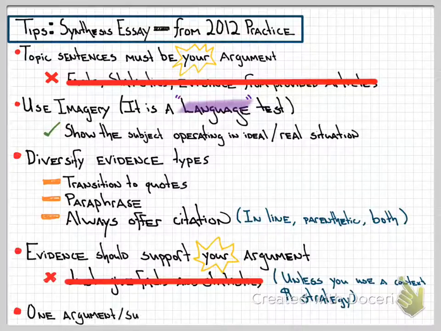Limit your paragraphs to one argument. Don't get carried away by adding an afterthought or a side argument. Keep it simple.